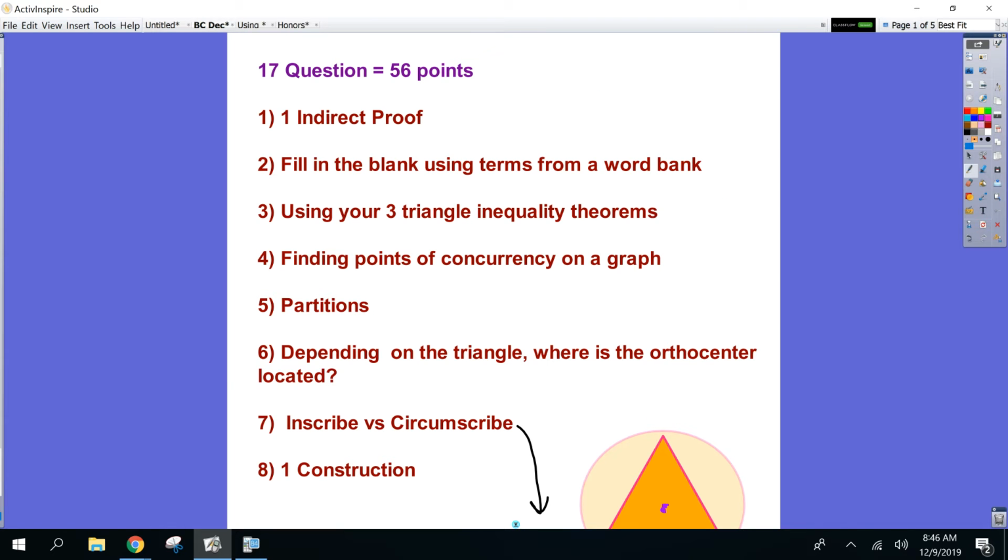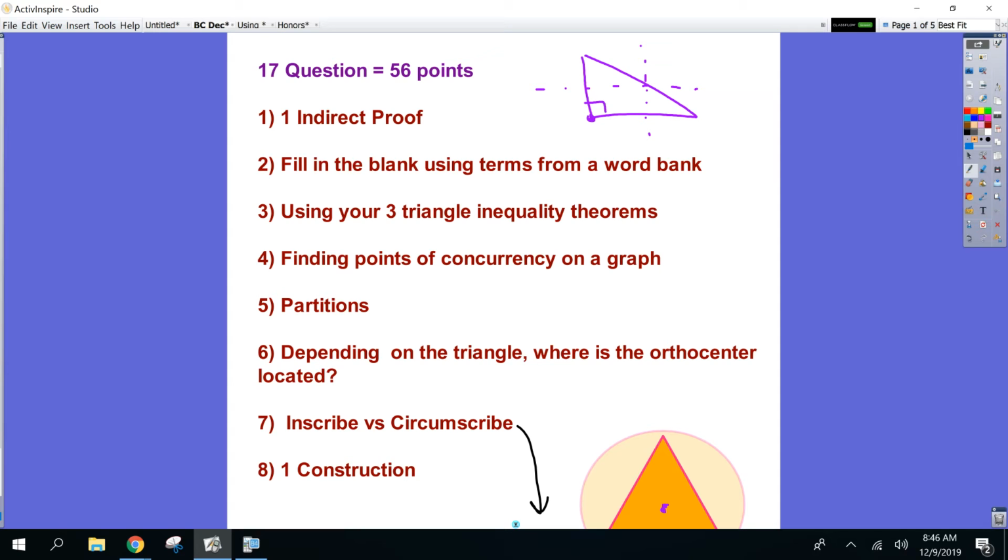Going back, finding points of concurrency on a graph. I'm going to pass back your quizzes in a second. There was one on the quiz where I had graphed, I think it was a right triangle, and I asked you to find the circumcenter. Be prepared for that again. Find the circumcenter, where you have to do your perpendicular bisectors and figure out where they intersect. Maybe I'll say find the orthocenter. Where's the orthocenter on a right triangle? It's at the intersection, whatever that point happens to be.